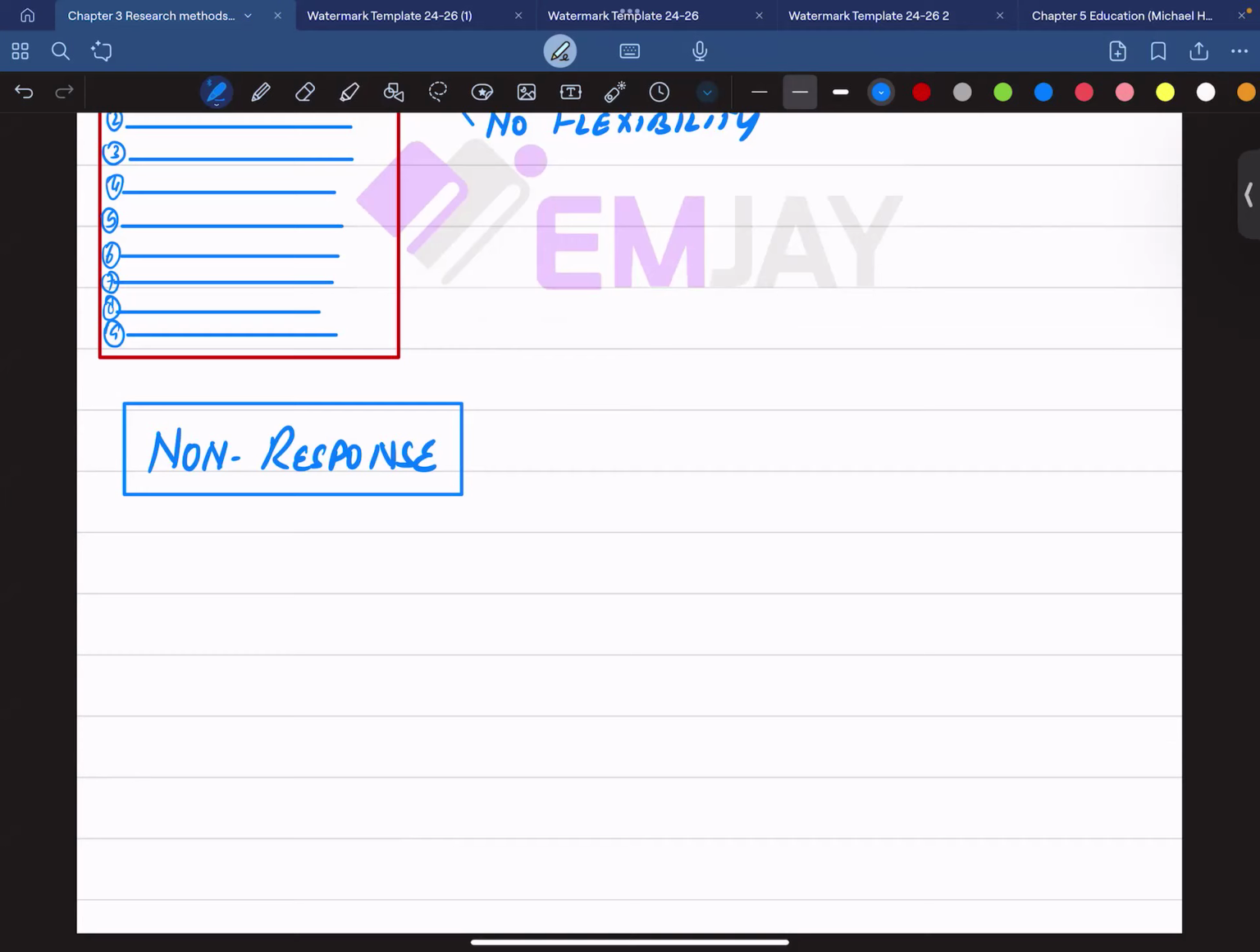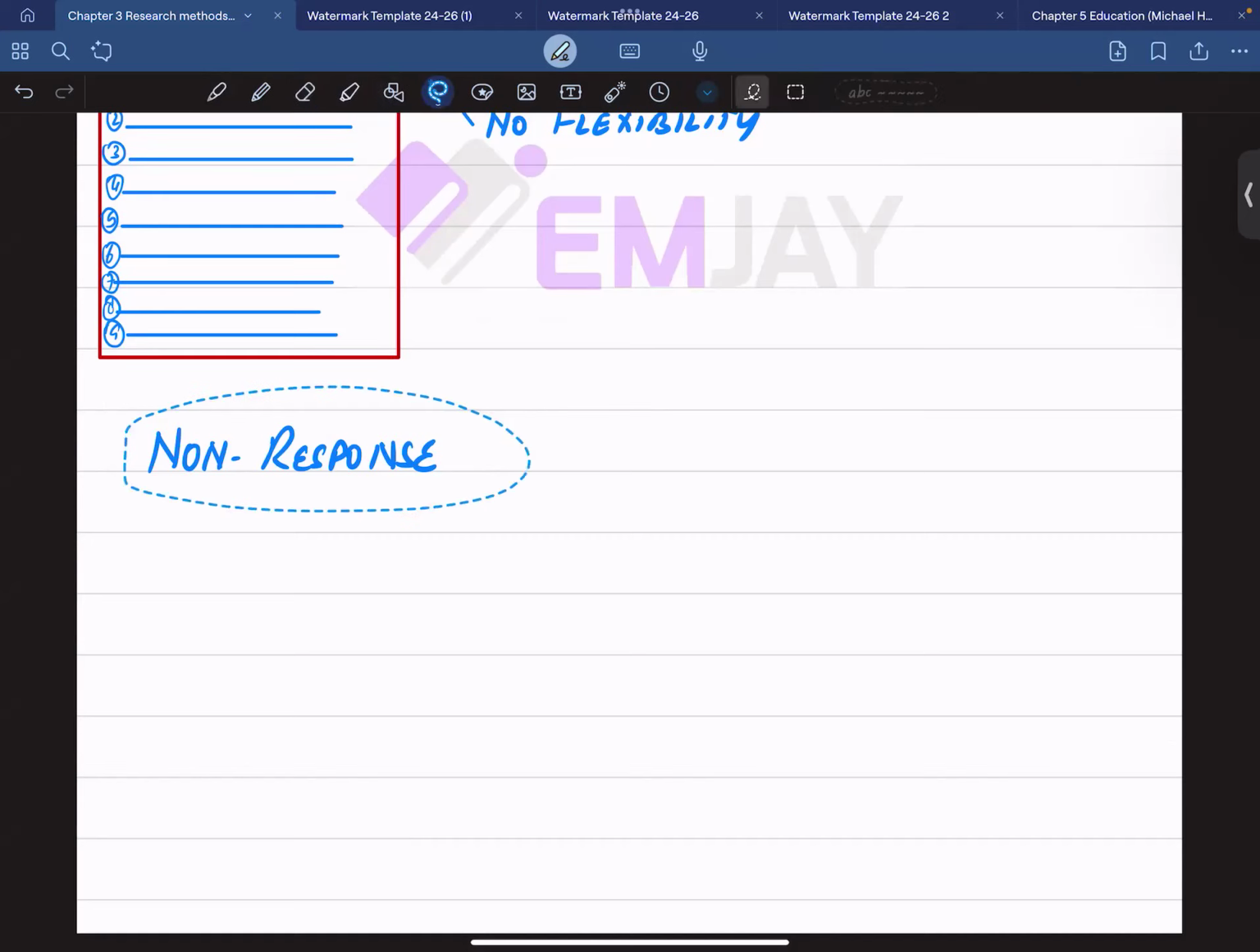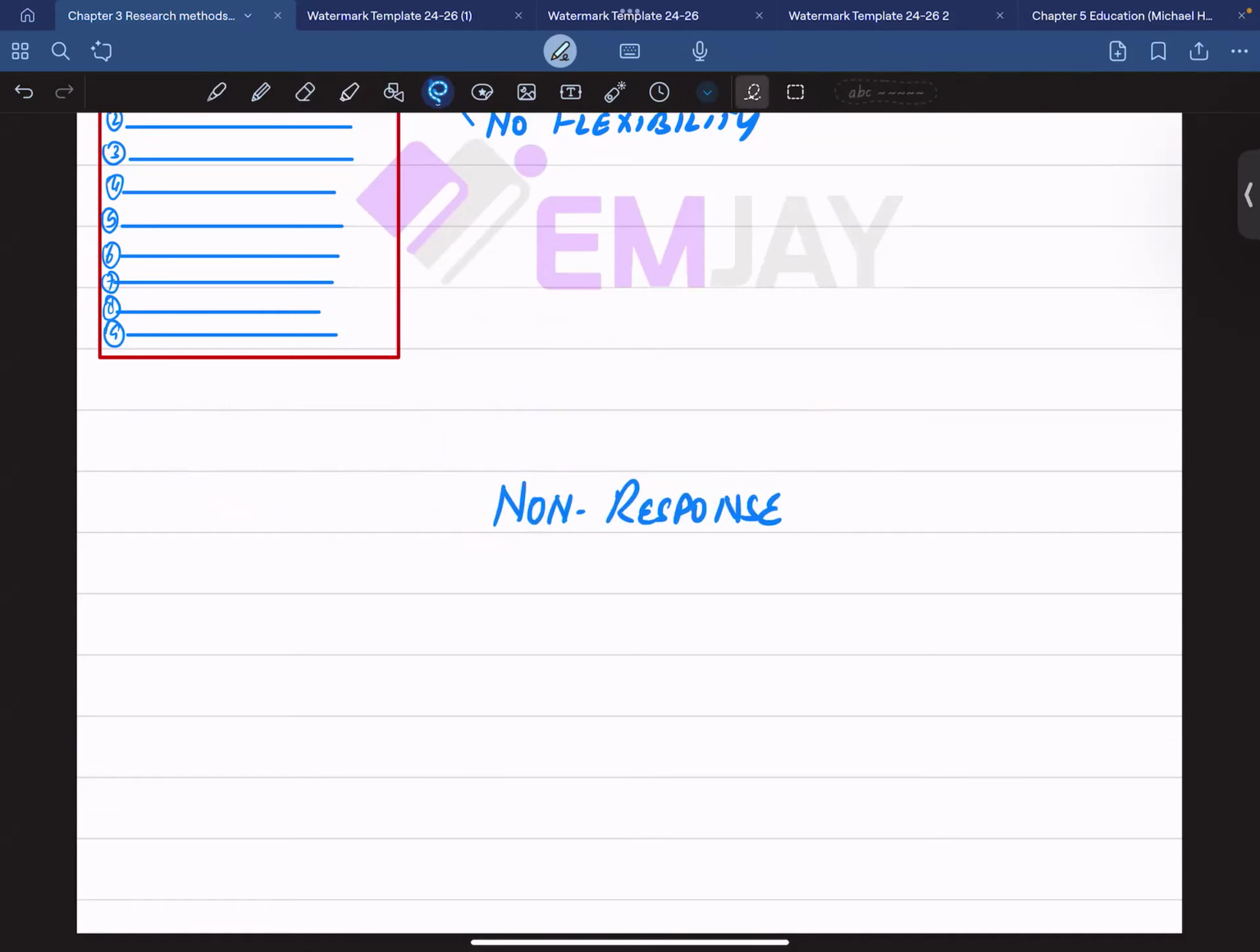So in the case of structured interviews, the reasons for a non-response might include the following. Let's talk about the reasons for non-response in structured interviews.